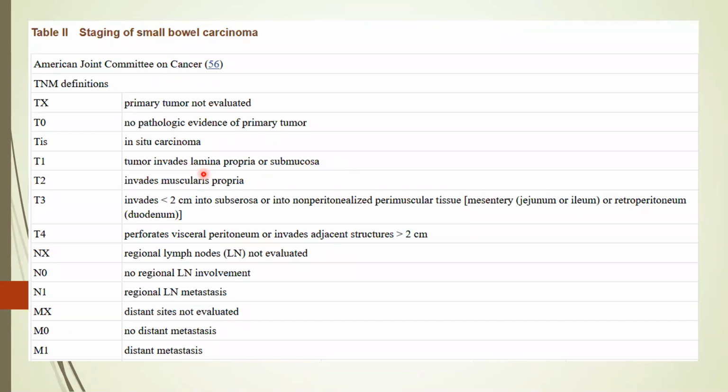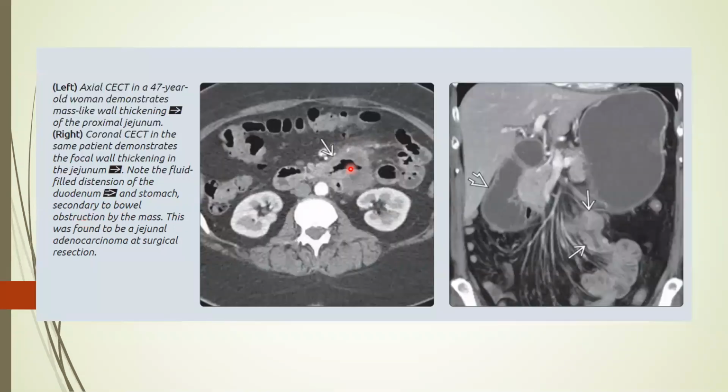I don't think it is important in imaging, especially the T staging, because it is difficult to determine exactly the depth of the tumor. This is a case of small bowel adenocarcinoma presented with circumferential thickening in the proximal jejunum, resulting in luminal obstruction and proximal dilatation of the jejunum and stomach.